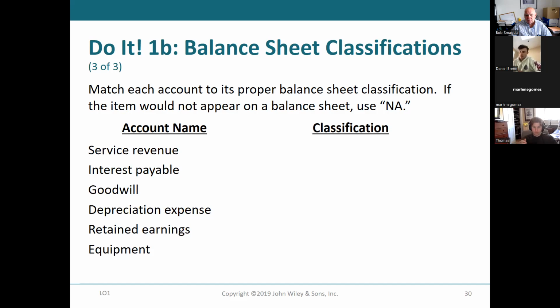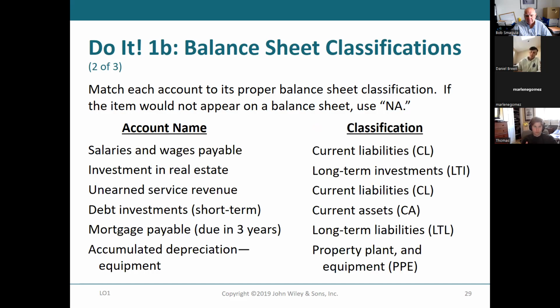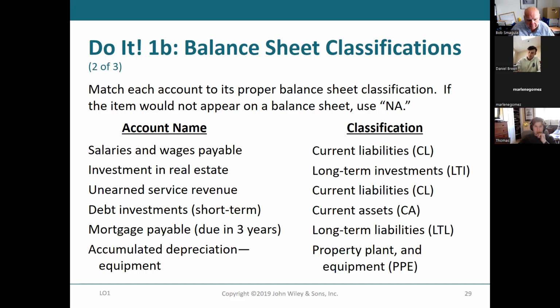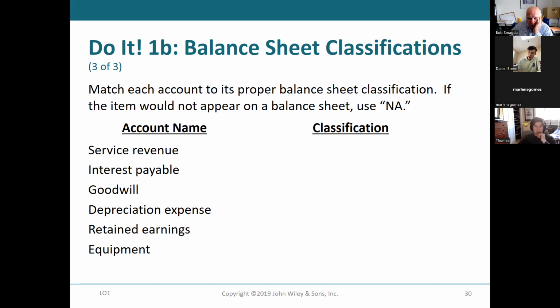Match each account to its proper... I think we just did this, right? Oh, I'm sorry. Match each account to its proper balance sheet classification. Oh, they're just continuing this project, okay.